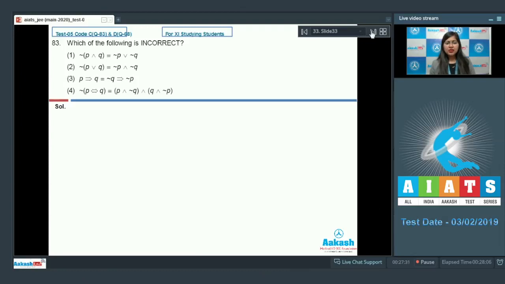Next is question number 83. Which of the following is incorrect? Four statements are given and we have to check which one is incorrect. Now let us go one by one.